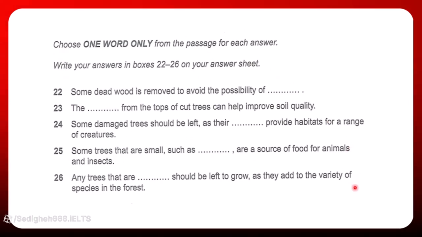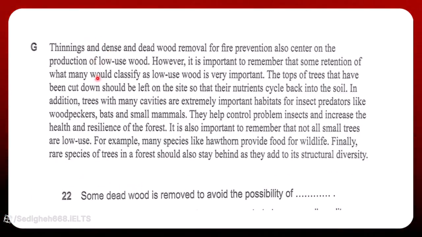Here we can see the format of these types of questions. We have to be careful about the number of words that we are asked for. Sometimes it is one word only, but other times we have to write two words. And again, we should write our answers on our answer sheets, and the answers are just words, not any number or anything else. Now we start answering the first one.